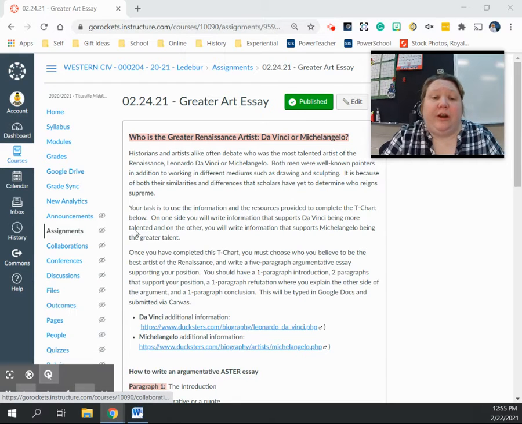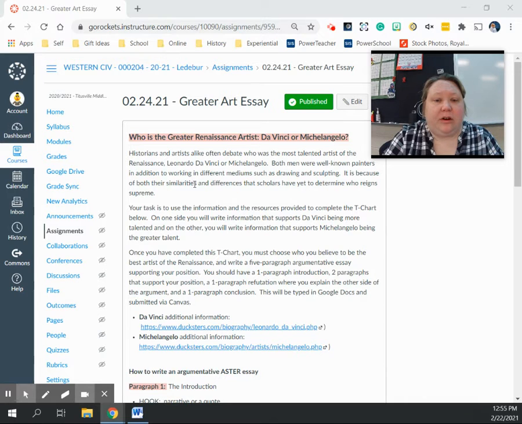So if we look at our directions here, it says historians and artists alike often debate who is the most talented artist of the Renaissance, Leonardo da Vinci or Michelangelo. Both men were well known painters in addition to working on different mediums such as drawing and sculpting. It is because of both their similarities and differences that scholars have yet to determine who reigns supreme. Your task is to use the information and resources provided to complete the T chart.